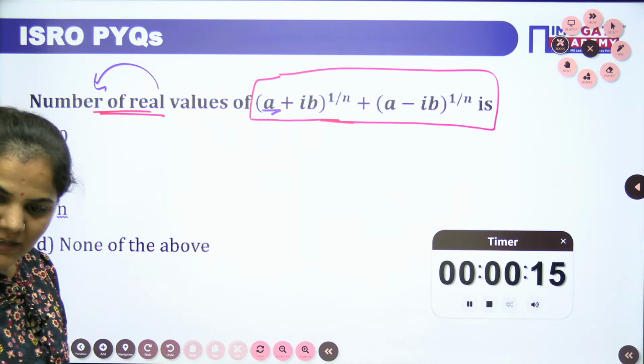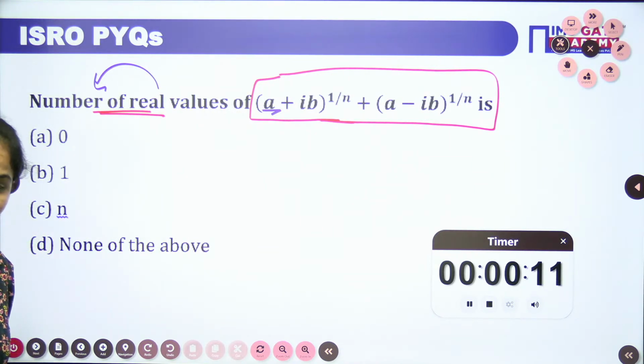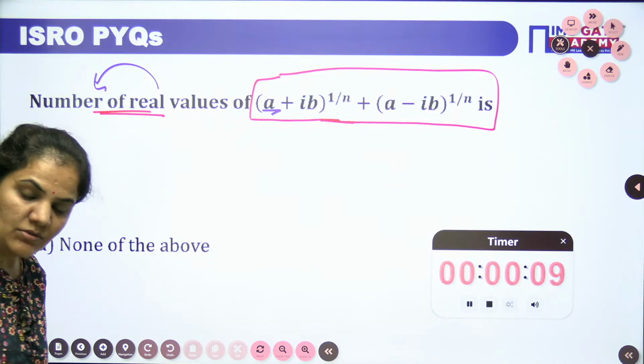We can check by putting the value here. Is it n? N real values are possible.